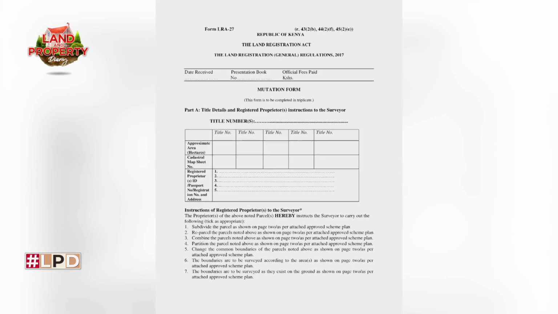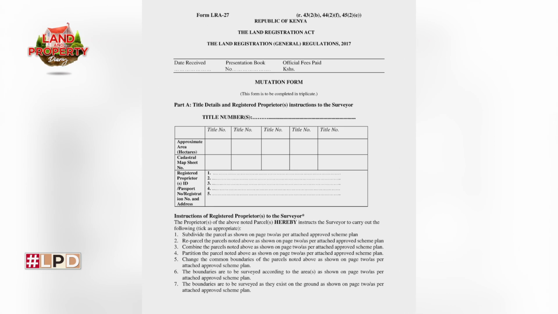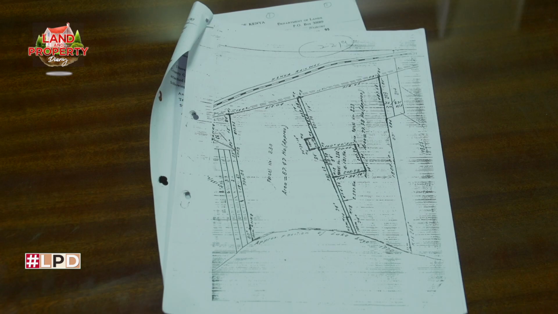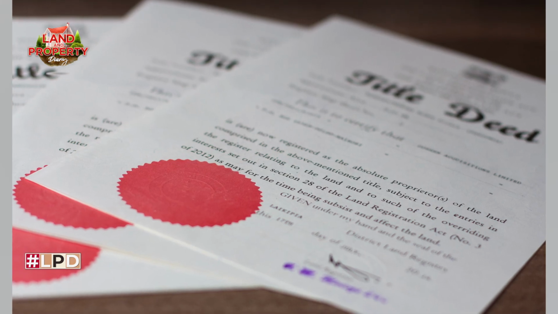Documents that are related to beacons, one of them is something we call a mutation form. A mutation form is a document that is prepared by a registered surveyor. You draw that parcel of land in the mutation, so that when maybe another surveyor comes and wants to locate the beacon, it is in the records, and the mutation produces a title.